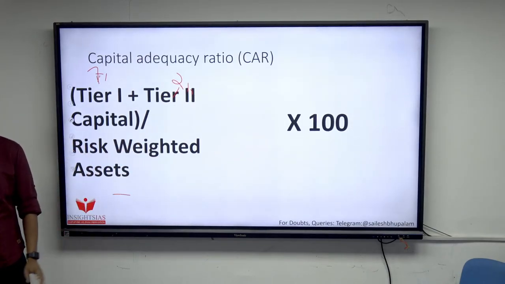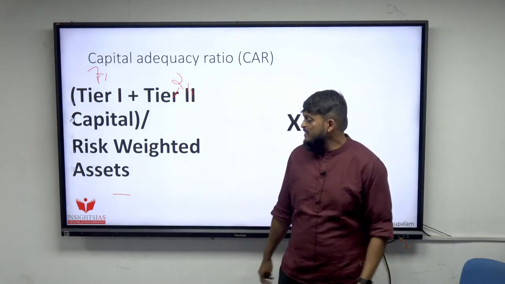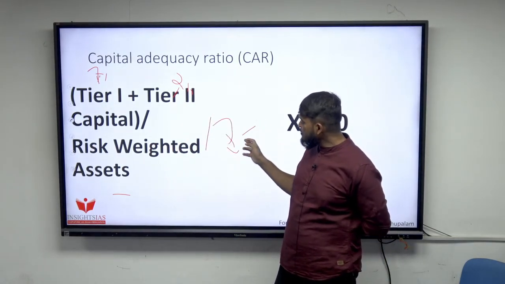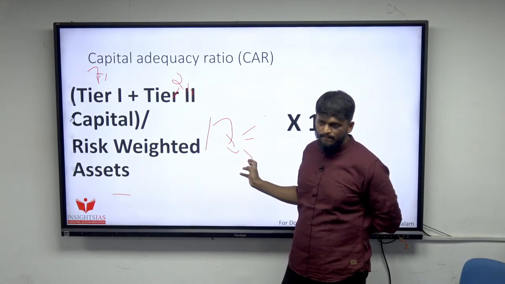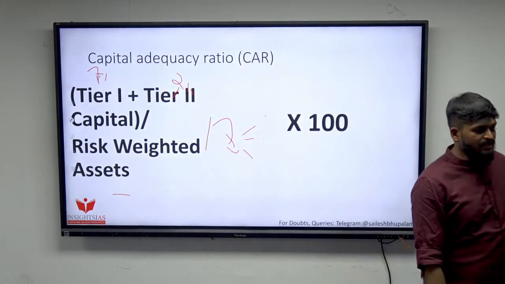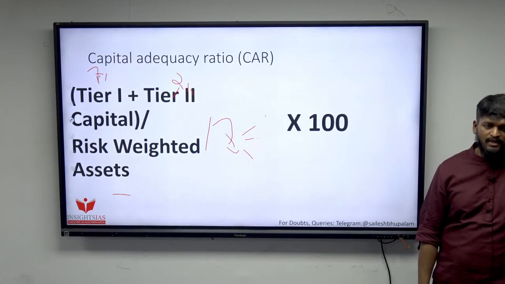What are assets of a bank? Assets of a bank are loans. Assets, everybody knows. Risk-weighted means if the bank is giving loans, we have to classify it based on risk: high risk, medium risk, low risk. Whenever we classify it based on risk, we give weights, and those weights are added here. You can say that is risk-weighted assets.